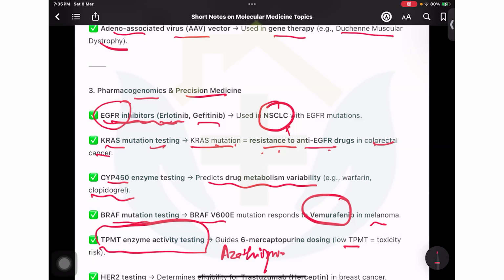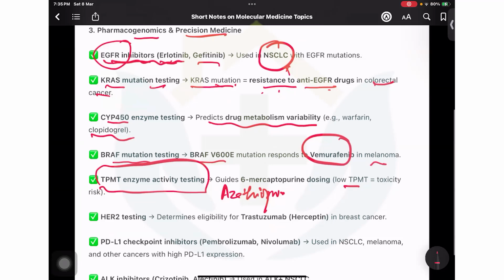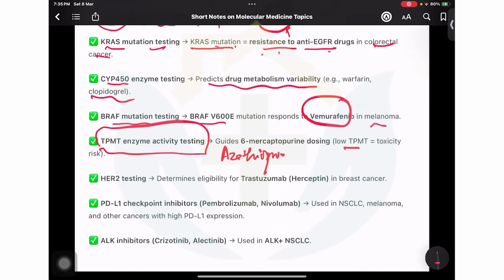If the TPMT is absent and you continue giving azathioprine, it will not be metabolized in that person, and it will start showing its toxic effects, leading to bone marrow depression, hepatic failure, and so on. So it is very, very important to test for TPMT enzyme activity. Then HER2/neu testing, PR, ER receptor testing.